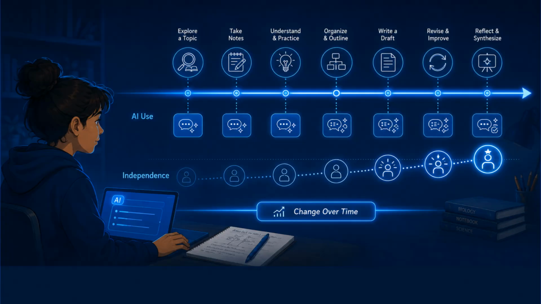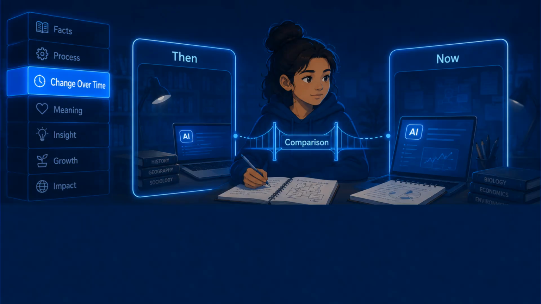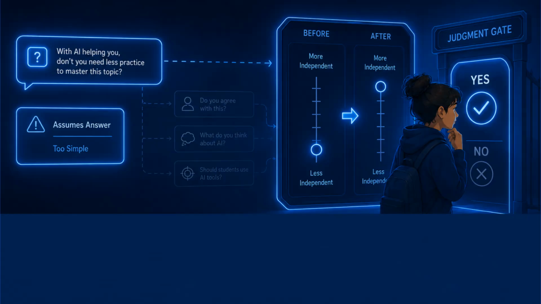A third sub-question was, how do learners describe changes in their independence as they continue using AI tools for academic tasks? This sub-question focuses on change over time. Step 1. Identify the layer. The layer is change over time. Step 2. Decide the lived detail needed. For this layer, you need comparison across time. A weak interview question would be, are you more independent now because of AI? That question assumes the answer and pushes the participant toward a simple before and after judgment.